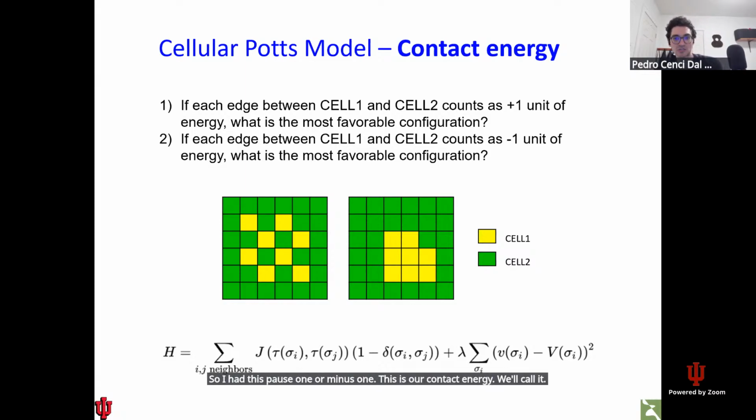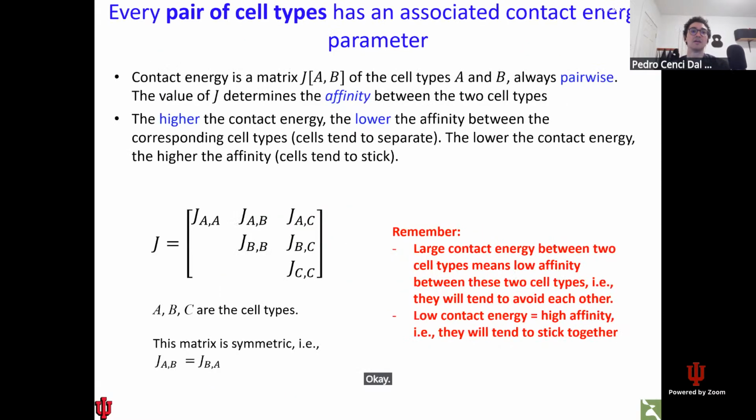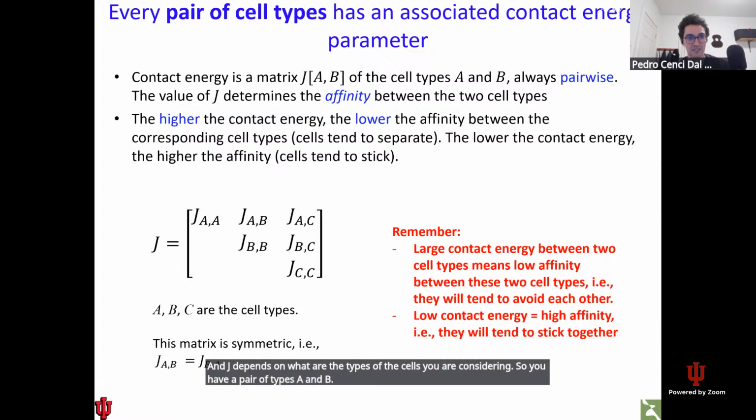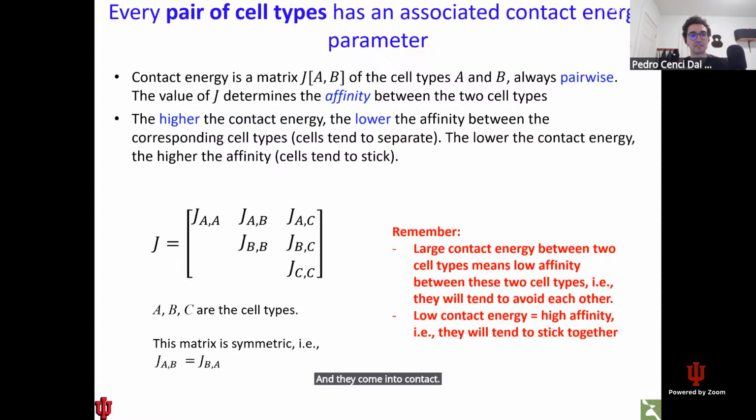It's a unit of energy per edge, per contact. This is our J here. And J depends on the types of the cells you are considering. So you have a pair of types, A and B, and they come into contact. They have an associated contact energy J. So J depends on pairs of cell types.